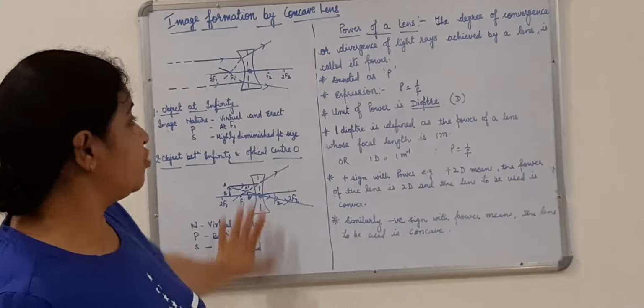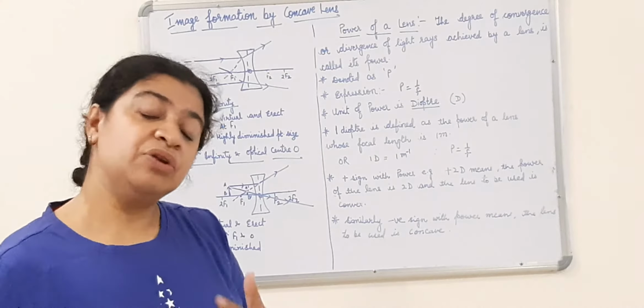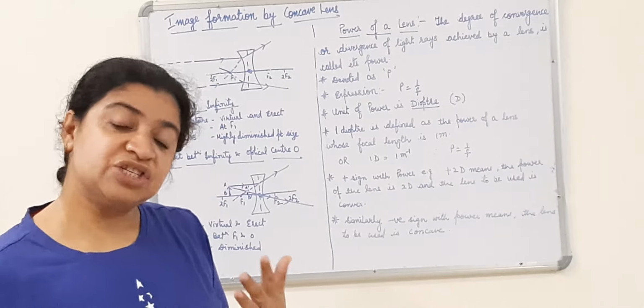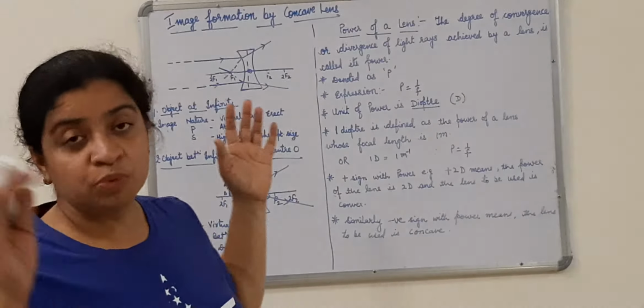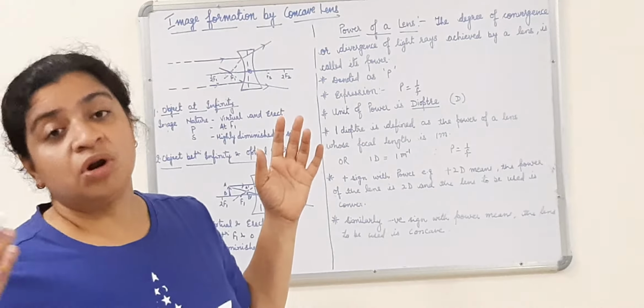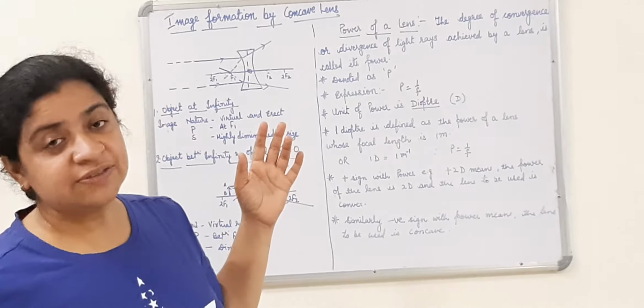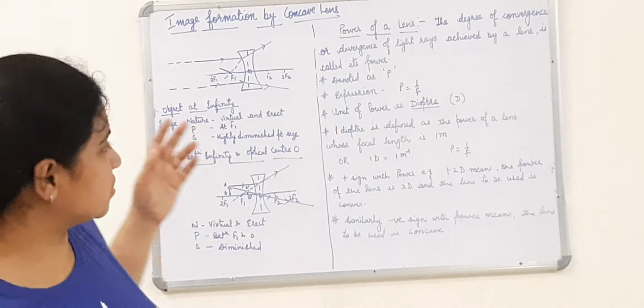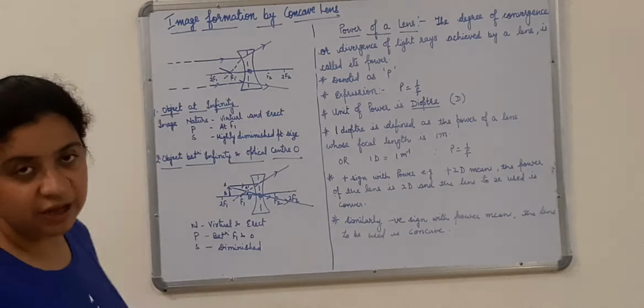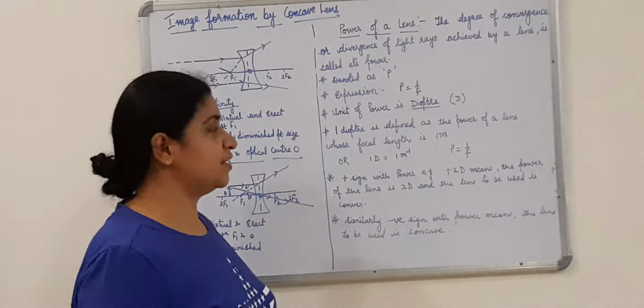Earlier we had simply drawn the diagrams. Now we are going to use those positions of the object, the nature and the size, different things, to solve our numericals. So let us first finish our theory portion. Now, what is the power of the lens?